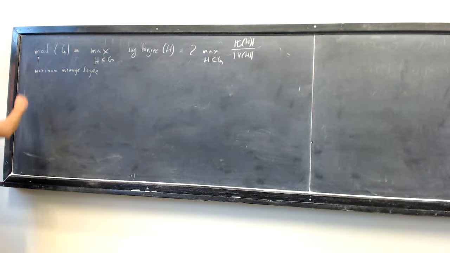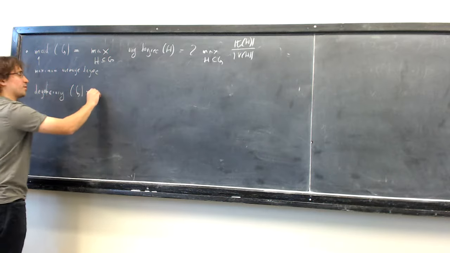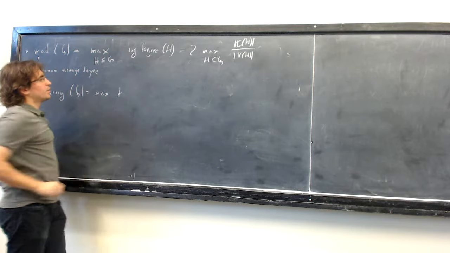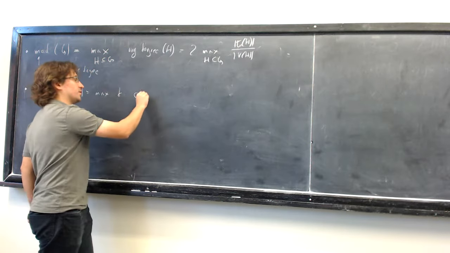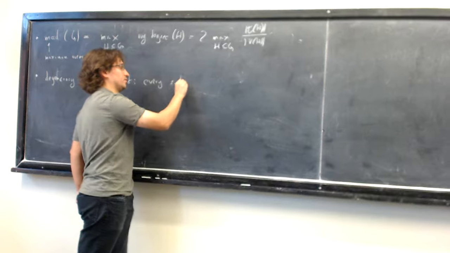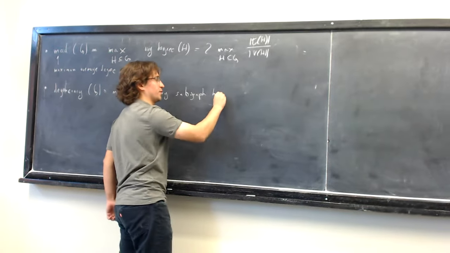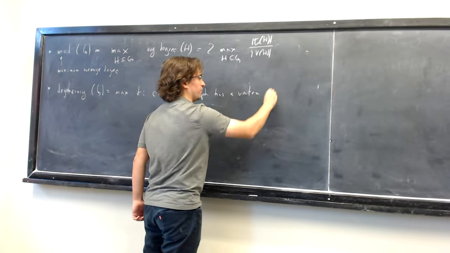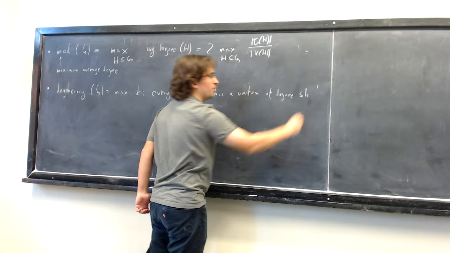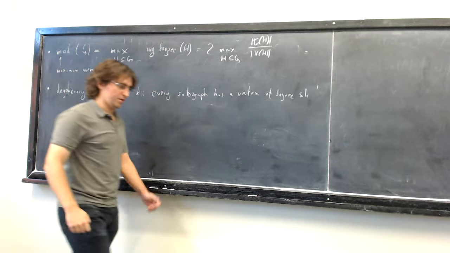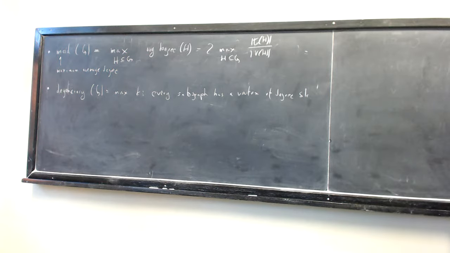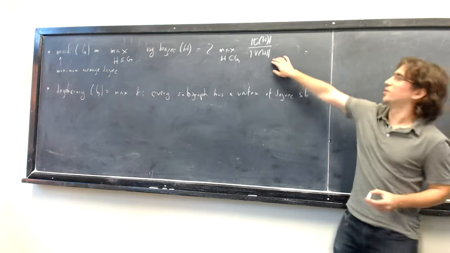And this is very closely related to something called the degeneracy of a graph. The degeneracy of a graph G is the maximum integer k such that every subgraph has a vertex of degree at most k. Maybe there are some large degree vertices in your graph, but if you take any subgraph, there will be a vertex of small degree. You will not have a subgraph where all the degrees are large. So these two concepts are related to each other.